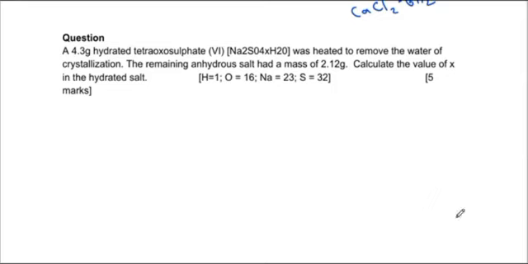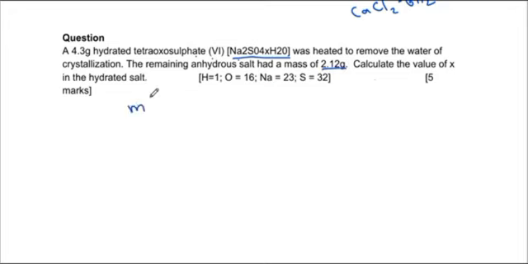A 4.3 grams of hydrated tetraoxosulfate(VI), this is the formula, was heated to remove water of crystallization, of course. The remaining anhydrous salt had a mass of 2.12 grams. Calculate the value of X in the hydrated salt.